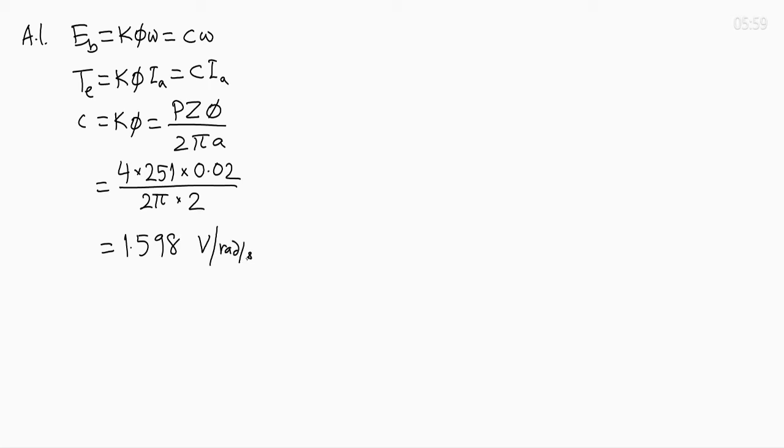Now, initial speed omega 1. The initial speed is given as 100 rpm. So, it is 2 pi N by 60, where N is the rpm, here 100. 2 by 60 means 1 by 30, so 100 pi by 30. That is, omega 1 is 10.472 radian per second.